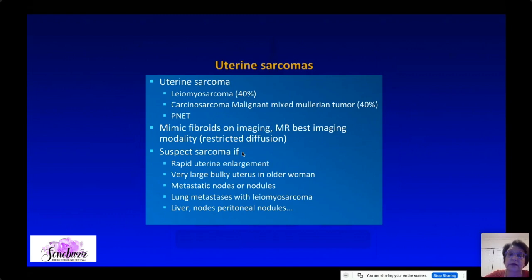MR is the best imaging modality, particularly if you see restricted diffusion. I would suspect sarcoma if there is rapid uterine enlargement, or if there is a very large bulky uterus in an older woman, or if there are metastatic nodes or nodules. So look around, look in the groin, look for ascites, or if the patient, of course, has lung metastasis or other more distant disease.